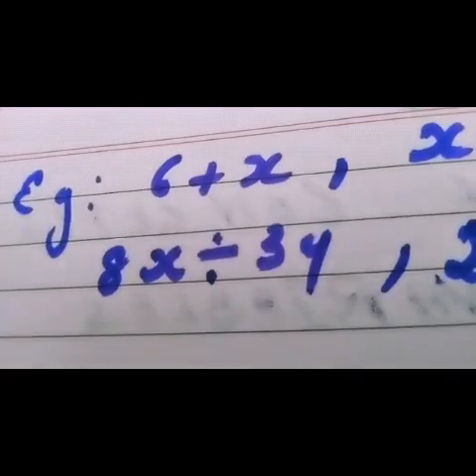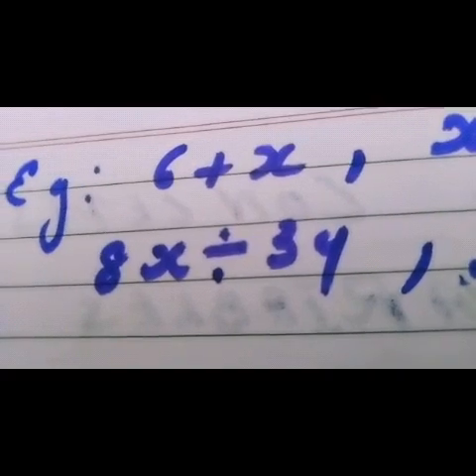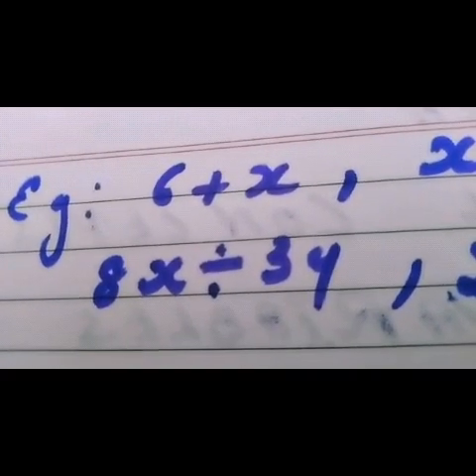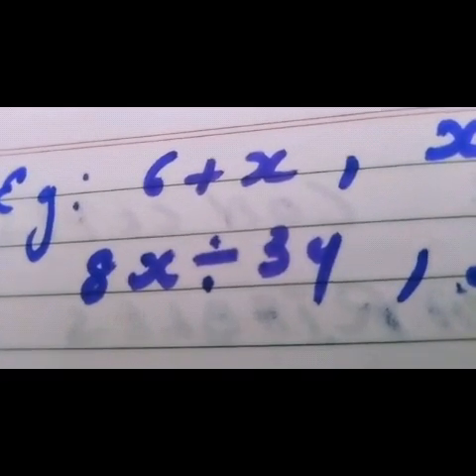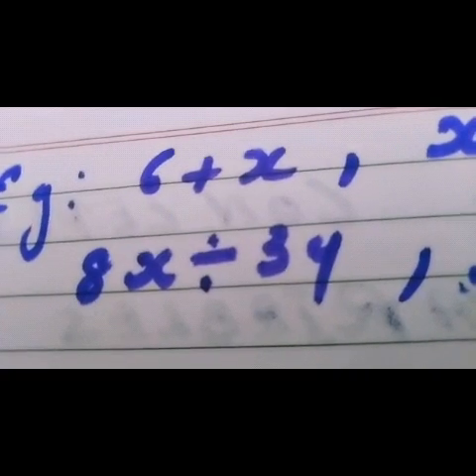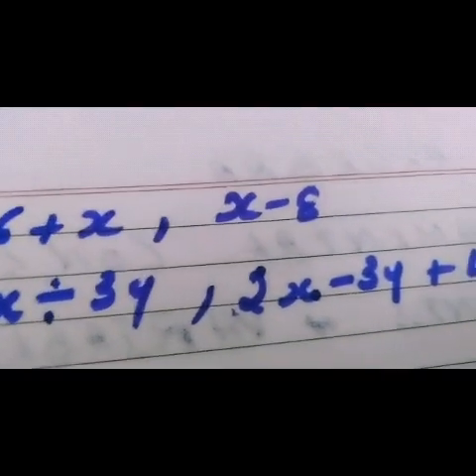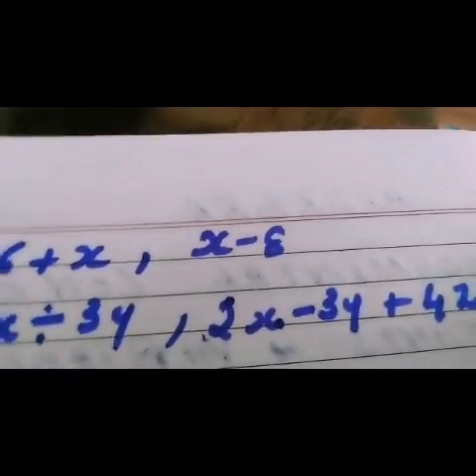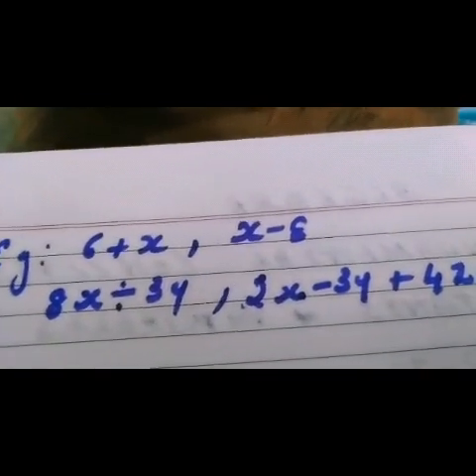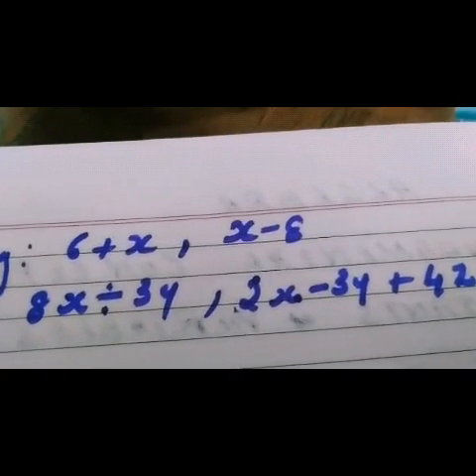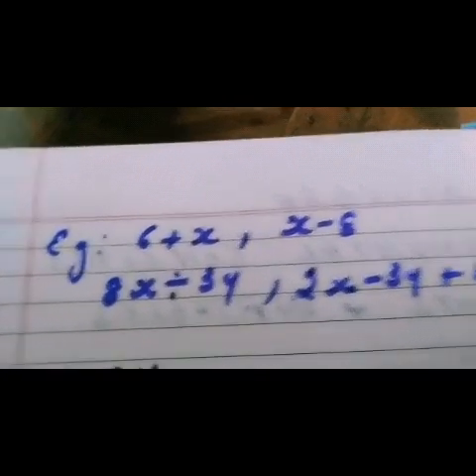Here I'll show you some examples of the combination of constants and variables. The examples are 6 plus x. The combination of a constant and a variable is a variable. 8x divided by 3y, again a variable, which is a combination of a constant and a variable. x minus 8, and 2x minus 3y plus 4z. These are all examples of combinations of constants and variables, so even these are called variables.